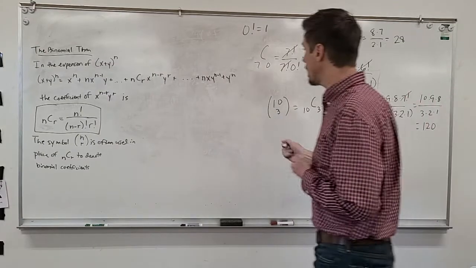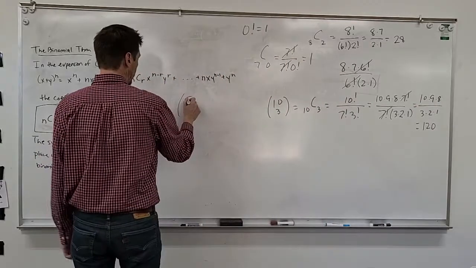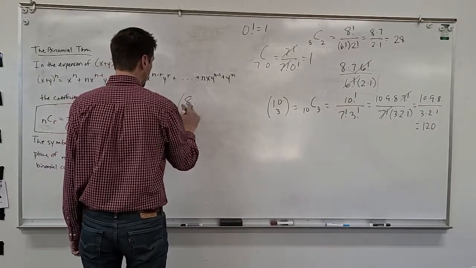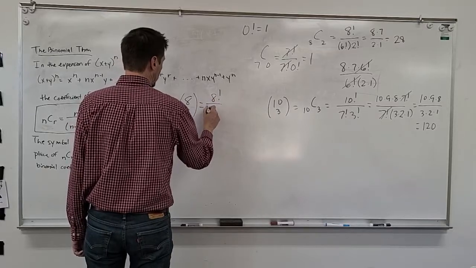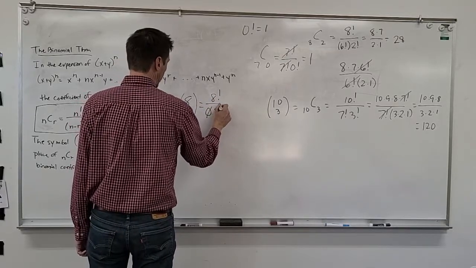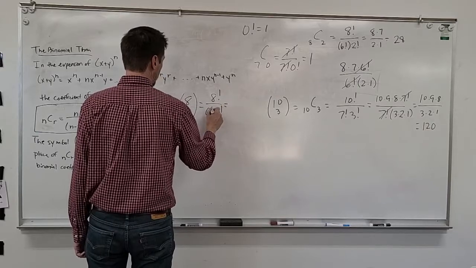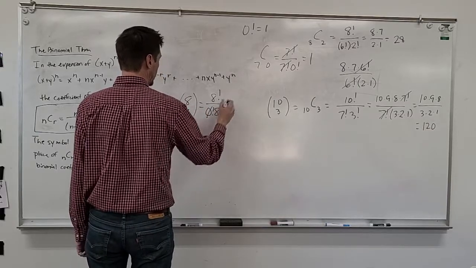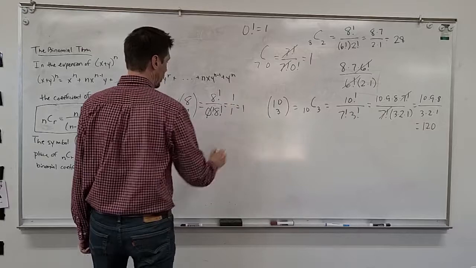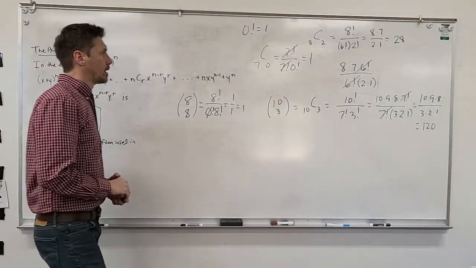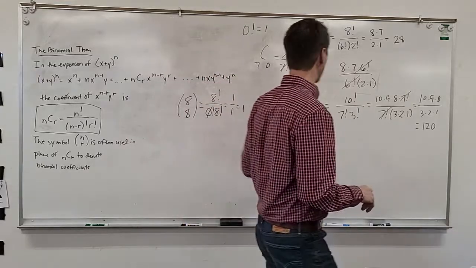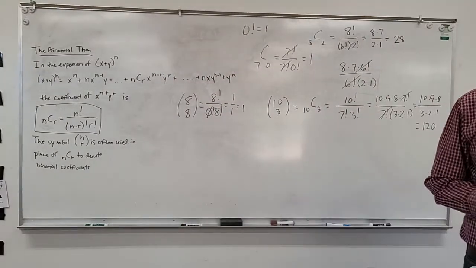Similarly, if we had the same numbers like we have right here, 8 and 8, that equals 8 factorial over 0 factorial times 8 factorial. So 0 factorial is 1, so that's going to be 1 over 1, which equals 1. So if we have a second number of 0, or if we have the same number for both, we're always going to get 1.